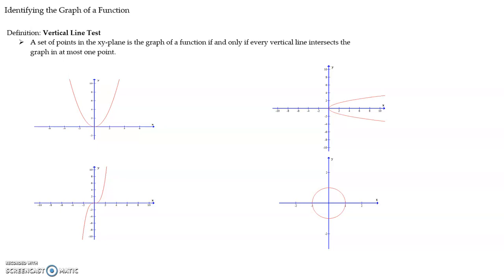Let's go ahead and talk about identifying the graph of a function. In this section, we're going to be taking a look at a couple graphs, and we're going to be performing what's called the vertical line test on each of our graphs.